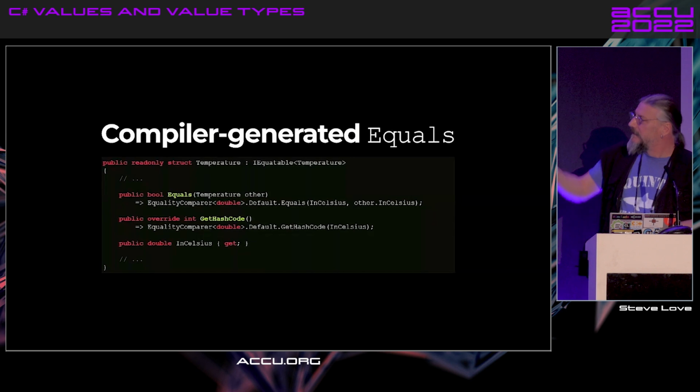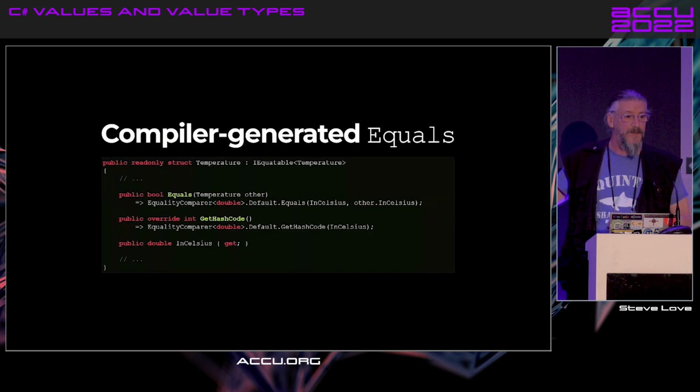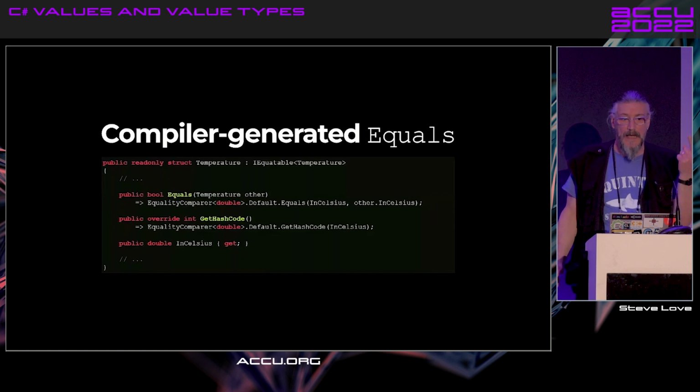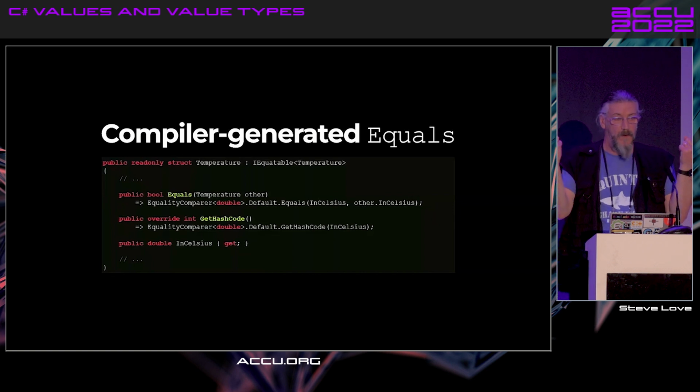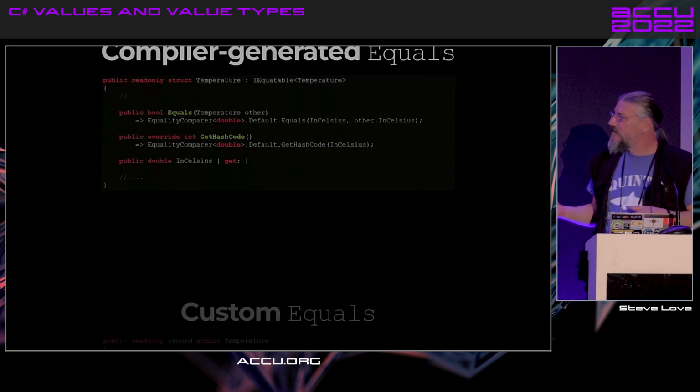The point being, what we're going to get there is the compiler-generated equals method for our record struct, which just compares each property in turn. There's only one property, the InCelsius property, which is a double, and it does effectively a bitwise comparison, and they don't always compare equal. So we need to write our own.